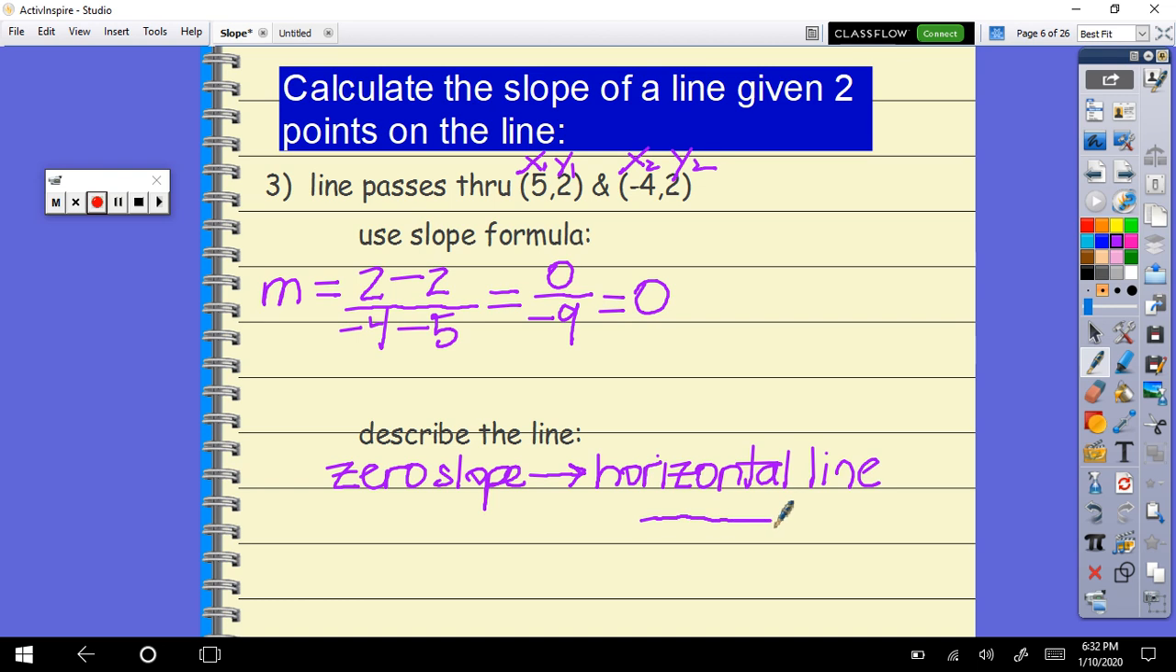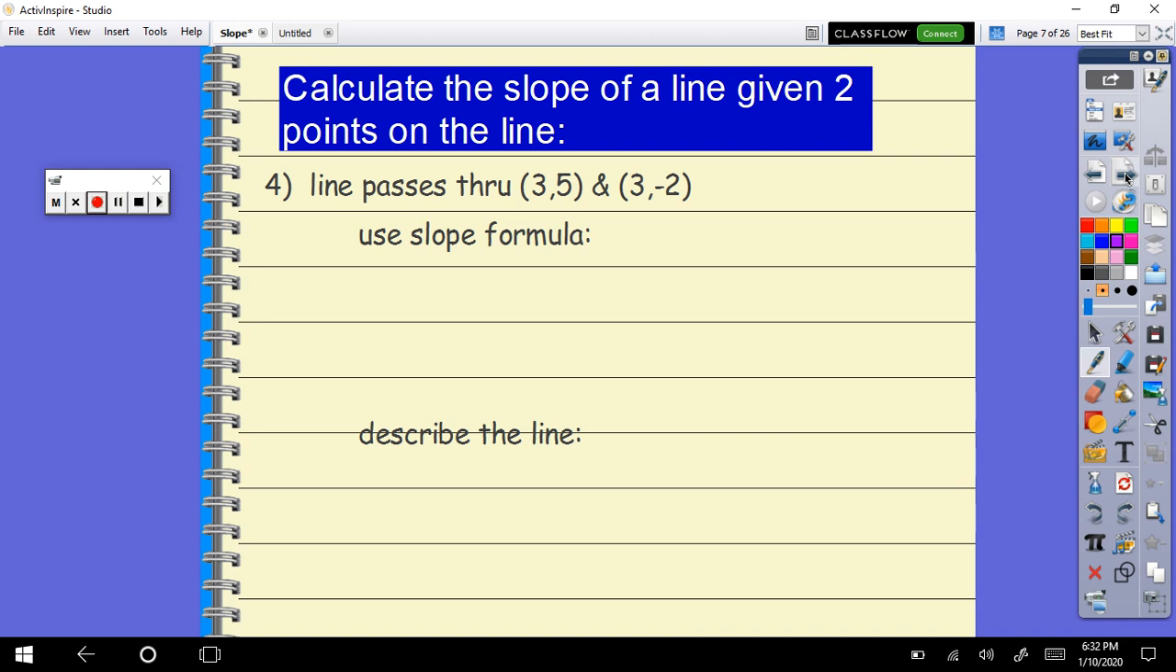So a horizontal line, of course, runs left to right like the horizon. So one more example. So in this example again, my first point will be x1, y1. My second point will be x2, y2. I'm going to do quick labels.